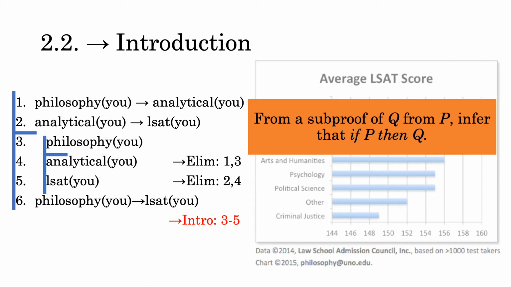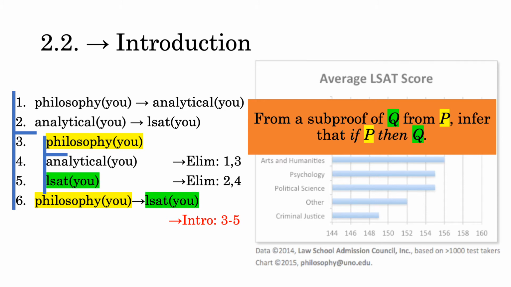Recall that arrow introduction says that from a subproof of Q from P, infer that if P, then Q. As we see, we have a subproof going from lines 3 to 5, which is exactly why we list them as our rationale on line 6 in red over here. Furthermore, we see we have exactly the mapping that we need to apply this rule. Right? Playing the role of P is you major in philosophy. Note that this has sort of a double job description when you're using arrow introduction. On the one hand, it's got to be the premise in your subproof, which is what it's doing on line 3. And on the other hand, it's got to be the antecedent in the conditional you infer, which is what it's doing on line 6.